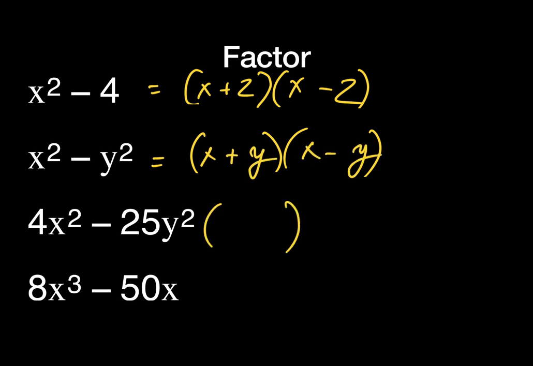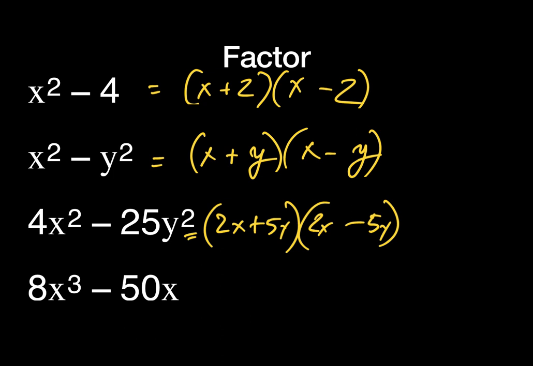And I look at this one like, all right, I see numbers that are squared. So it's going to be 2x and 2x because that'll be 4x squared, and 5y and 5y. And again, they're the same exact thing, plus and minus.